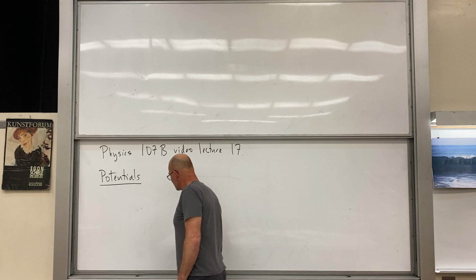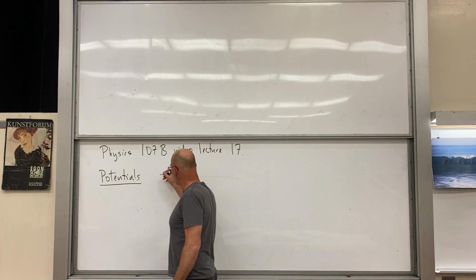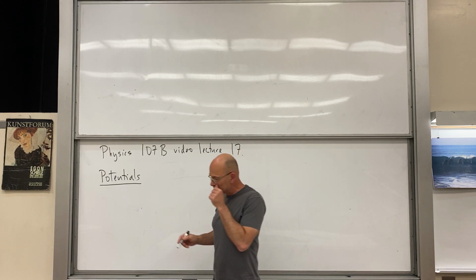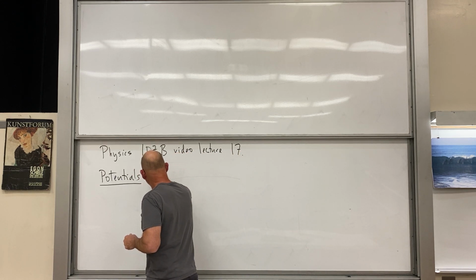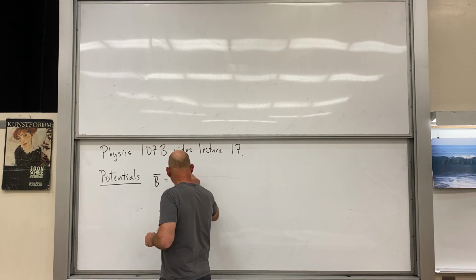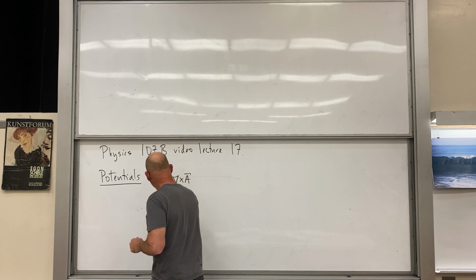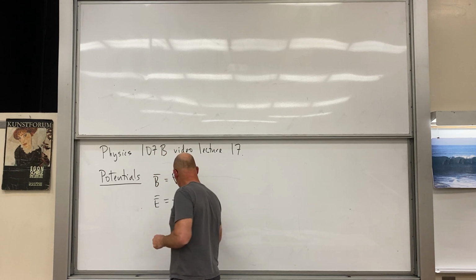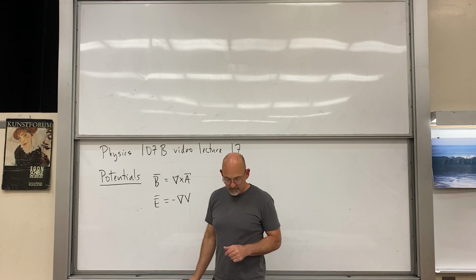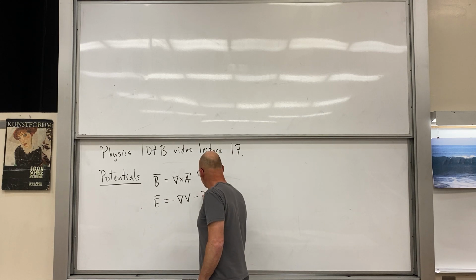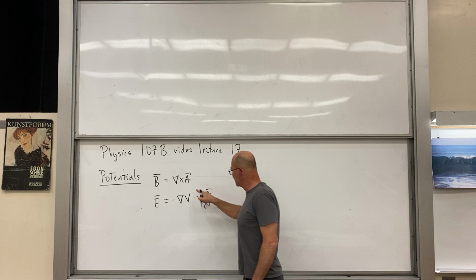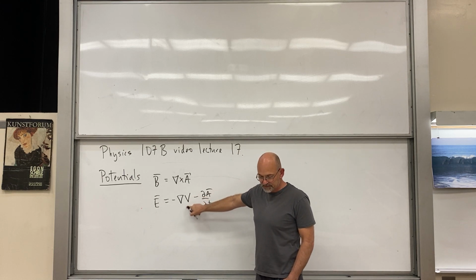We're going to start with formulas for obtaining the electric and magnetic fields, namely B is the curl of the vector potential A, and E is minus the gradient of the potential V, but it also has the time derivative of the vector potential, minus dA/dt. So the problem turns into obtaining the vector potential and the scalar potential.